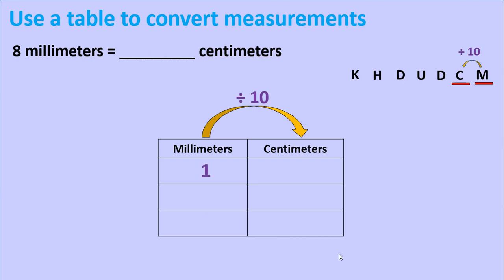1 millimeter divided by 10 is 1/10 centimeter. 2 millimeters divided by 10 is 2/10 centimeters. And 8 millimeters divided by 10 is 8/10 centimeters. So 8 millimeters is the same as 8/10 centimeters.